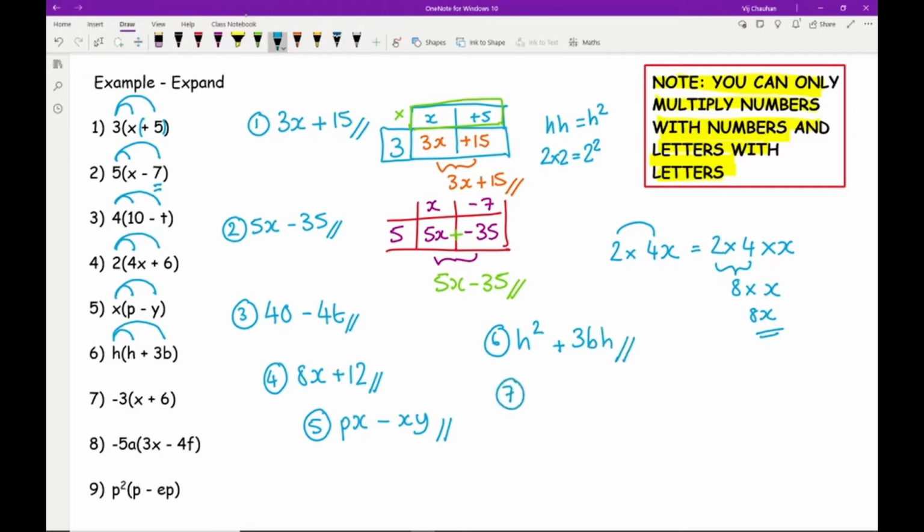For question 7, now question 7 I've got a negative number, so here I need to be wary and use my skills of multiplying with negative numbers.